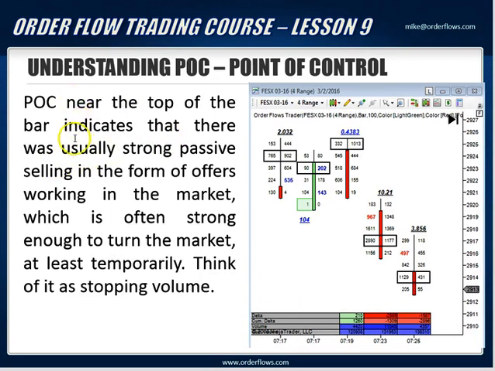Point of control near the top of a bar indicates that there's usually strong passive selling in the form of offers working in the market. It's often strong enough to turn the market, at least temporarily. Think of it, again, as stopping volume. So here, you see this bar at 719, you have the point of control right at the top. In this case, you have a ratio, but it's indicating stopping volume. But think about what's happening. The market earlier, the high was at the same level. Point of control was just off that high. We made a run back up at the high, and there's heavy volume up there. The market couldn't get past that level, and it's acting as resistance, and subsequently the market sold off.